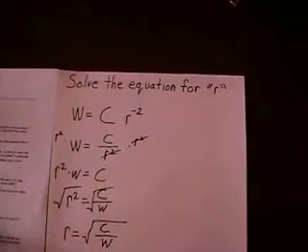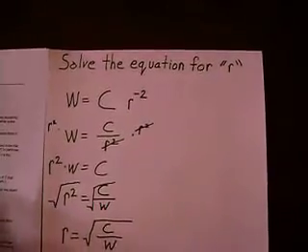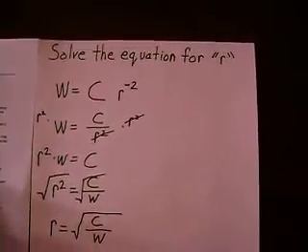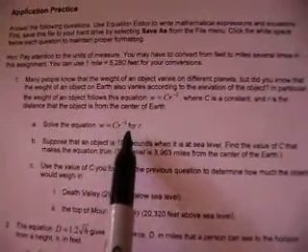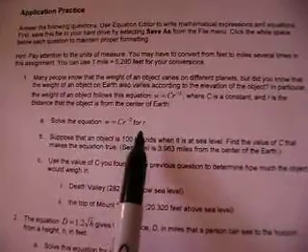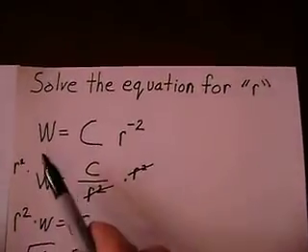Alright. The problem says that we use this equation to see how much an object weighs compared to its distance from the center of the earth. So they give us this equation, W equals CR to the negative 2, and they want us to solve it for R. This is how you do that.